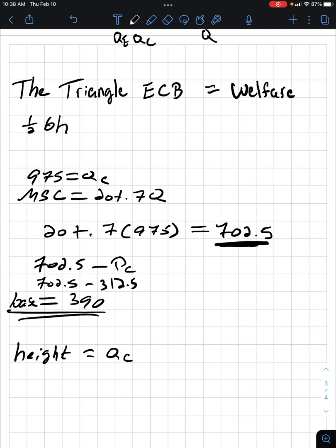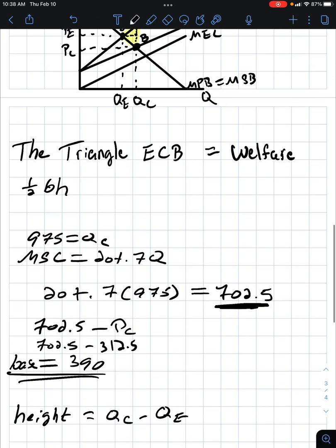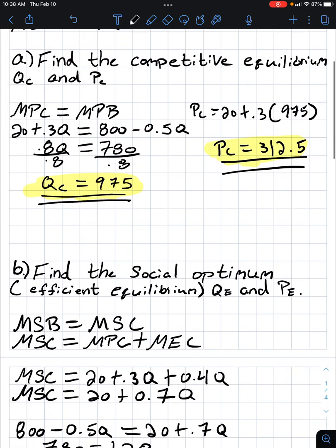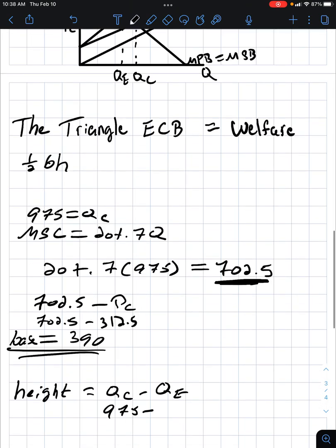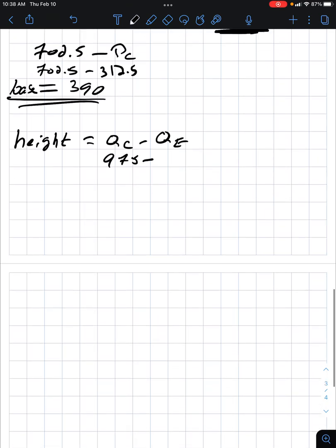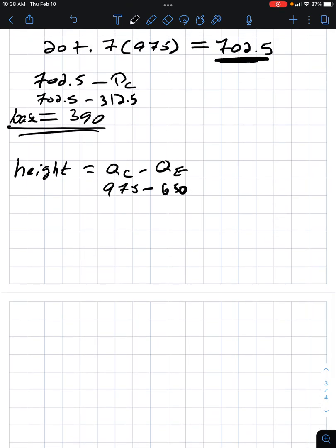And to find the height of this triangle, it's just QC minus QE. So the height is equal to QC minus QE, which is 975 minus 650. And this gives us a value of 325. This is equal to our height.